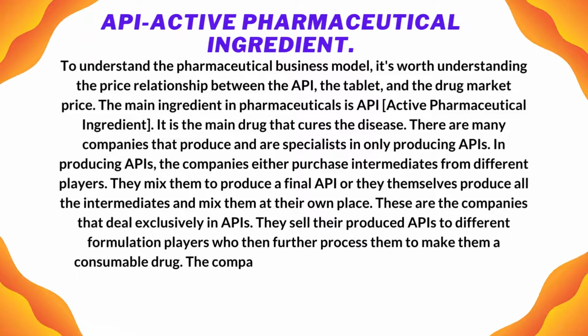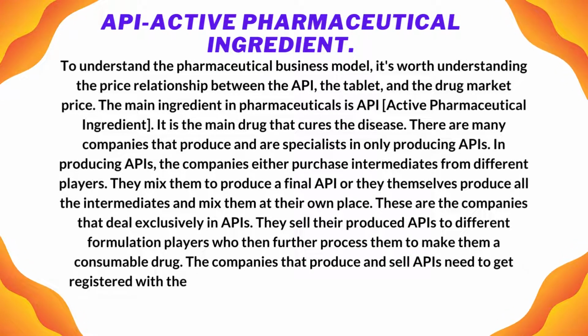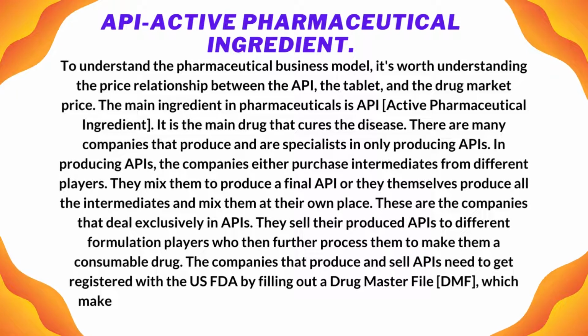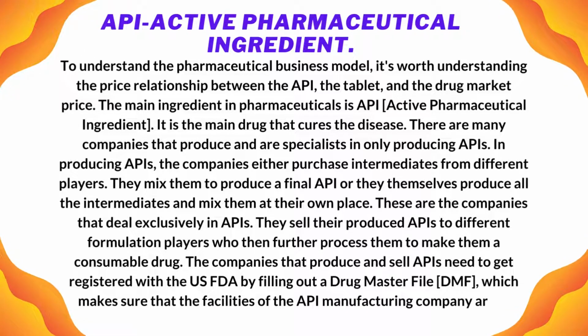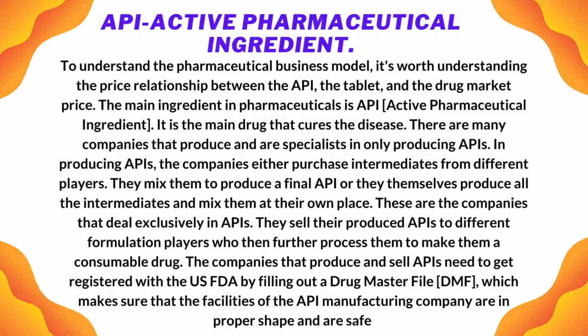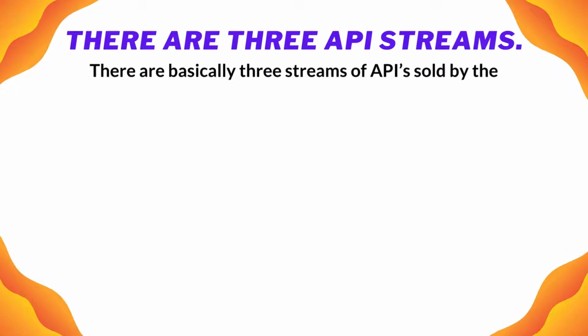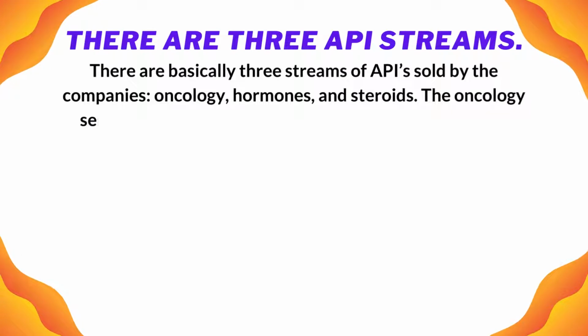The companies that produce and sell APIs need to get registered with the US FDA by filling out a Drug Master File (DMF), which makes sure that the facilities of the API manufacturing company are in proper shape and are safe. There are 3 API streams. There are basically 3 streams of APIs sold by the companies: oncology, hormones, and steroids.